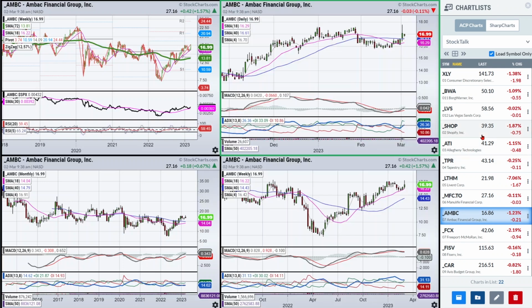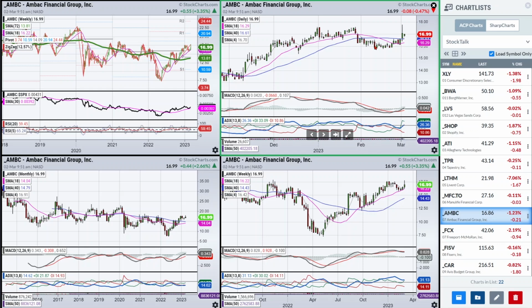Okay, let's look at AMBC. So, this has a pretty good look to it. You can see the pattern of higher highs and higher lows on the weekly chart. We got confirmation in MACD on this last peak. We have ADX confirmation showing pretty good strength, and we got a pullback here on this time frame.